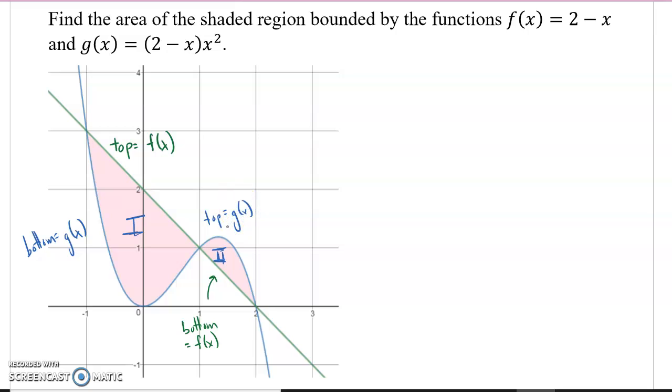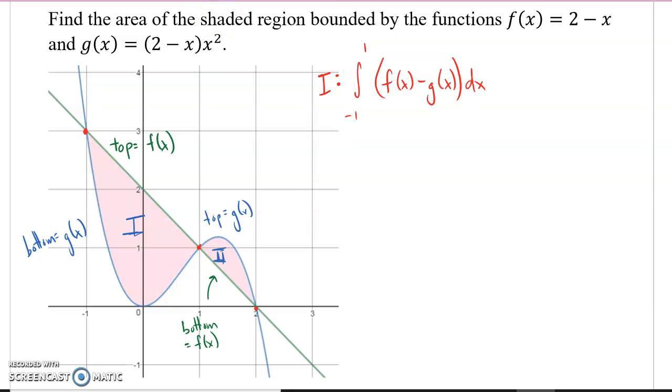So the picture helps us out tremendously because we can see these points of intersection very clearly. We've got when x equals -1, when x equals +1, and when x equals +2. So if we're going to find the area of region 1, we're going to integrate from -1 to +1 of top minus bottom, which is f of x minus g of x. That's going to be the area of region 1.